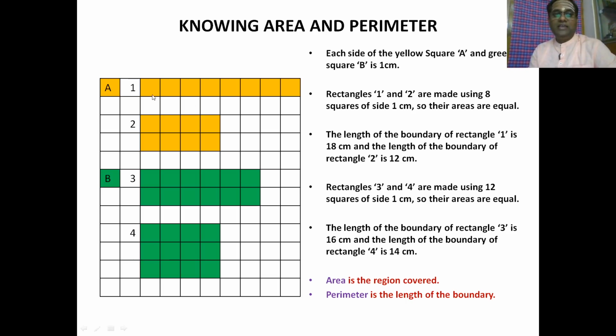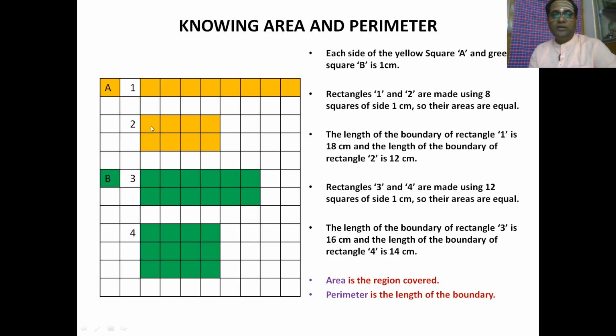Here you can see this yellow rectangle, which I have called 1. The rectangle has 1, 2, 3, 4, 5, 6, 7, 8 squares of side 1 centimeter each. So the area of this rectangle would be 8 squares of 1 centimeter. That is 8 into 1 makes 8 square centimeter.